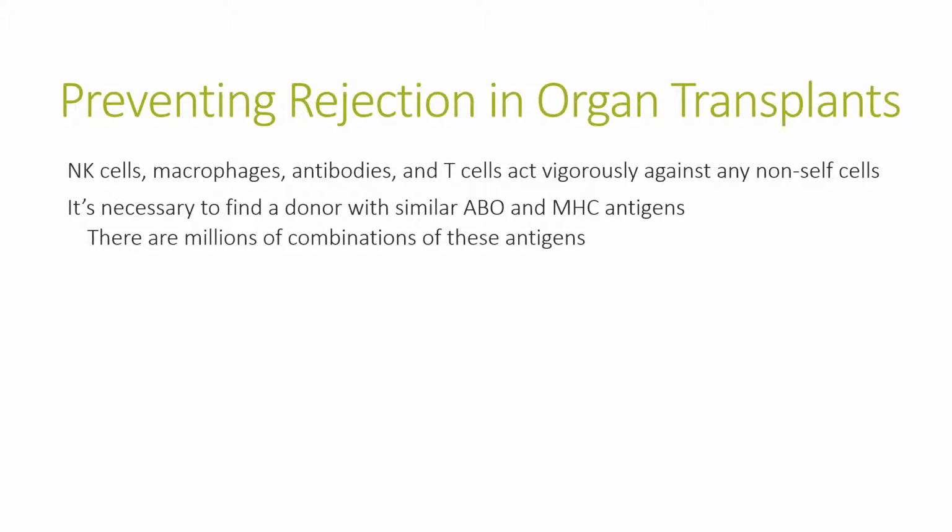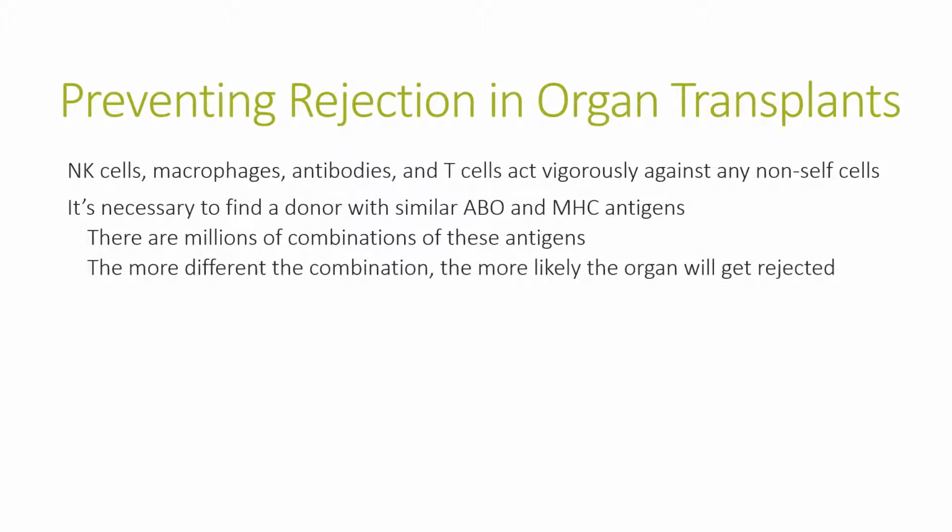Keep in mind that there are millions of combinations of these antigens, so there are millions of possible combinations, and we need to try to find the best donor. Because the more different the combination of antigens are, the more likely the organ will get rejected by activating an immune response. The immune system doesn't know that a new kidney is there to help with the formation of urine and controlling body fluids. It only recognizes that the MHC antigens on the surface of those cells don't belong there, and it might be some kind of massive infection.